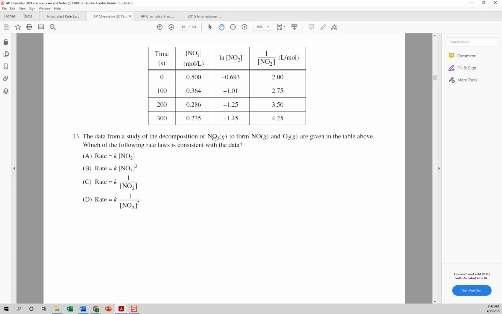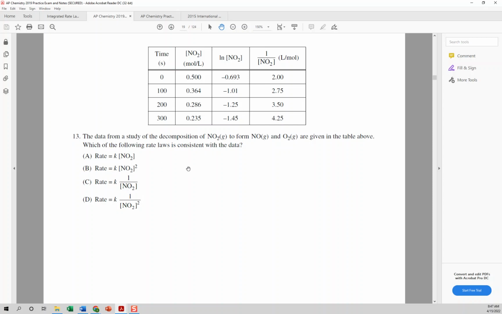So we want to know, is NO2 0 order? Well, notice that that's not an option, because we don't have rate equals k and that's it. So based on the answer choices, we know it's not going to be 0 order, but let's try to figure that out. Is it going to be first order? So that's my rate law. Or is it going to be second order? So that's my rate law. Hopefully you understand that you can cancel out C and D because rate laws don't look like this. So it's either A or B.